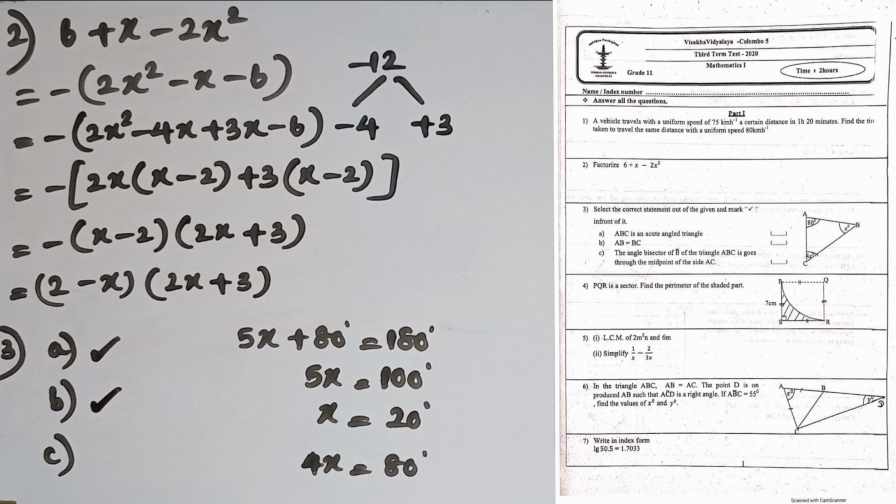Then the third one, C: the angle bisector of angle B of the triangle ABC goes through the midpoint of the side AC. According to the symmetry, as the other angles are equal, the angle bisector goes through the midpoint of AC. So the third one is also correct.